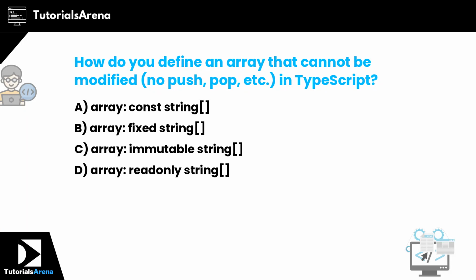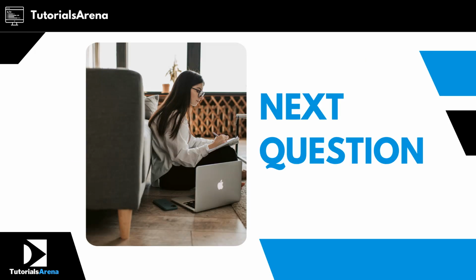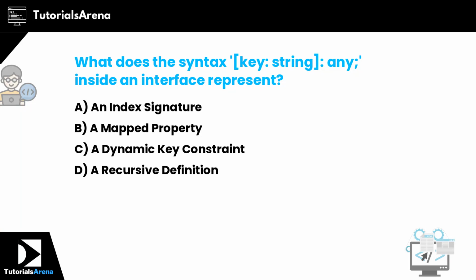How do you define an array that cannot be modified, no push, pop, etc., in TypeScript? The correct answer is option D, ReadonlyArray<string>. What does the syntax [key: string]: any inside an interface represent? The correct answer is option A, an index signature.